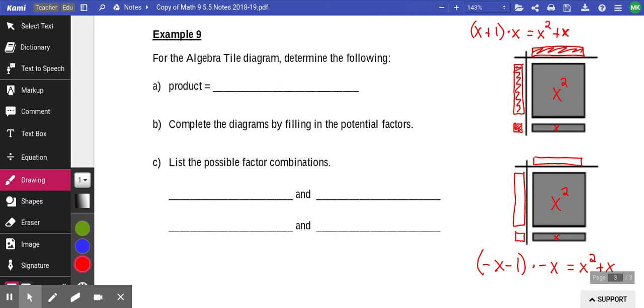A mathematician agrees with me. If you look at part C, it says list the possible factor combinations. That word, factor, that's the things that divide into it. So my factors for this question would have been x plus 1 and x, or it could have been negative x minus 1 and negative x. So it's like the things that would multiply to make it or the things that could have divided into it. That's what the word factor means.